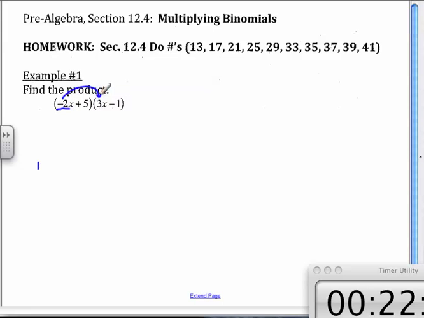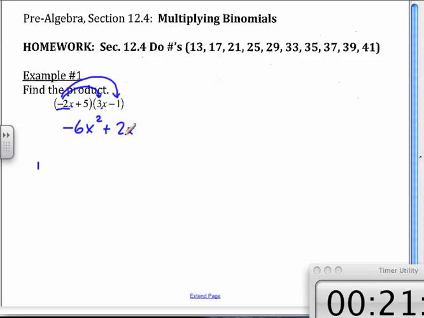Negative 2x times 3x is negative 6. I multiply the numbers. Negative 2 times 3 is negative 6. And then x times x, x squared. Then I need to multiply negative 2x by negative 1. So negative 2 times negative 1 is positive 2. And then I bring the variable over, x.